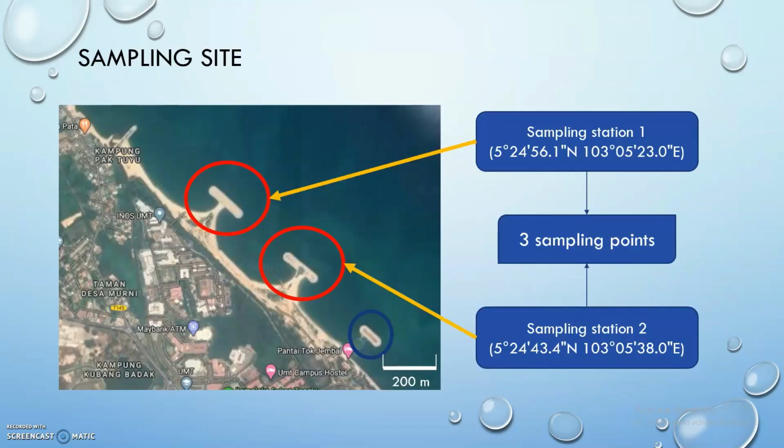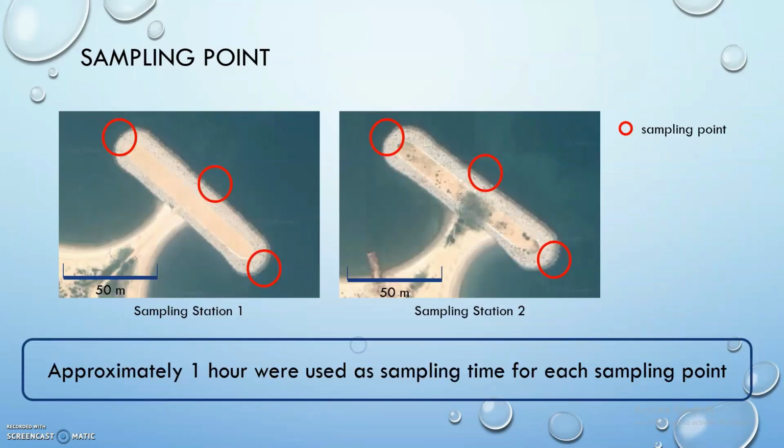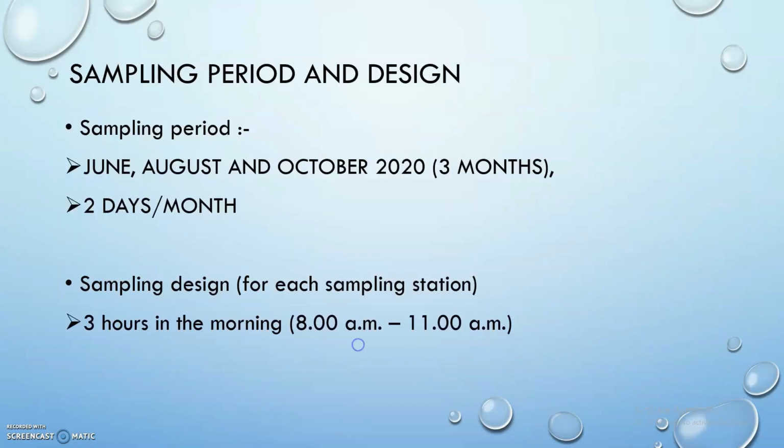For the methodology, for the sampling site, I sampled at two sampling stations, sampling station 1 and sampling station 2. Each sampling station has 3 sampling points. For each sampling point, approximately 1 hour was used as sampling time. For the sampling period, I did my sampling during June, August and October 2020, which is 3 months.